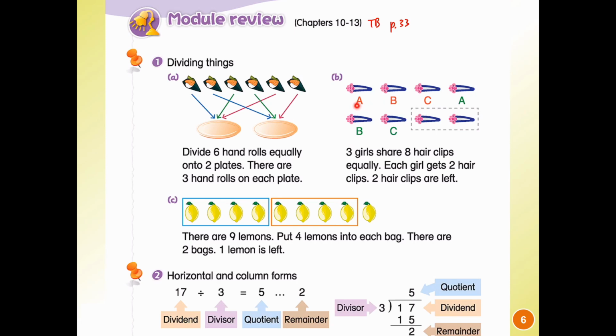So we'll go through clip by clip. The first one we'll assign to girl A, second one to girl B, third to C, and then the fourth one will go back to girl A, and then once again B, C, and here we only have 2 hair clips left, so we cannot share these 2 equally among the 3 girls. So that's why we have 2 hair clips left. So here, by looking at the total number of each alphabet, let's say we have one A here and then another A, so that means each girl gets 2 hair clips.